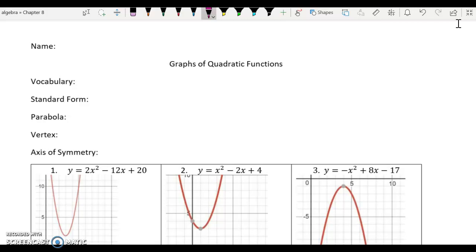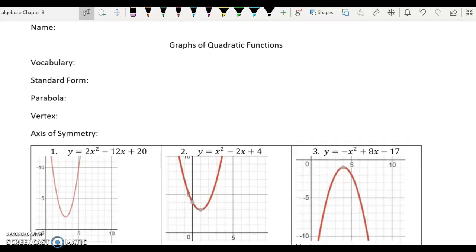So, some key vocabulary terms from this section that we're going to talk about are standard form, parabola, vertex, and axis of symmetry. Standard form looks like this. And we talked about it a little bit before you guys left. The A, the B, and the C will be a constant, aka a number.